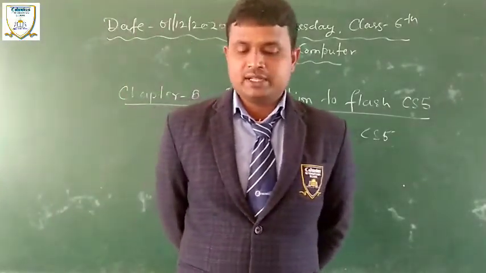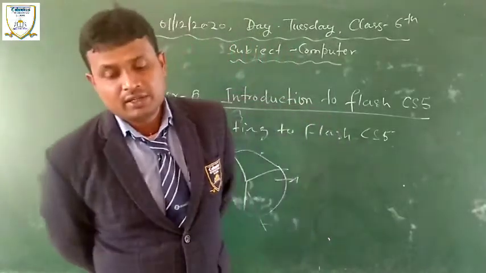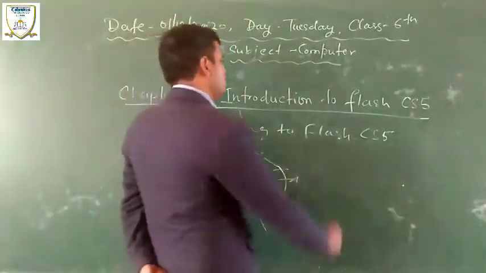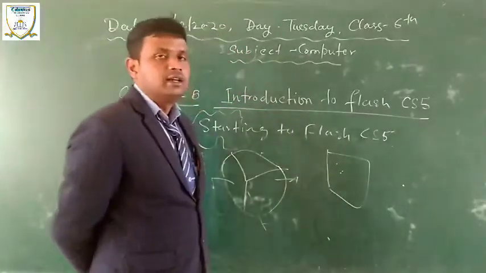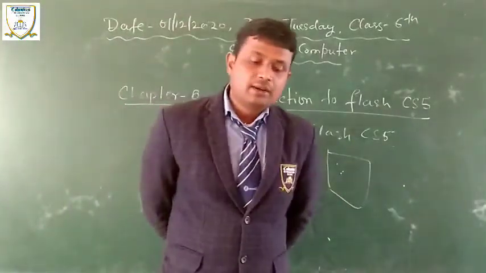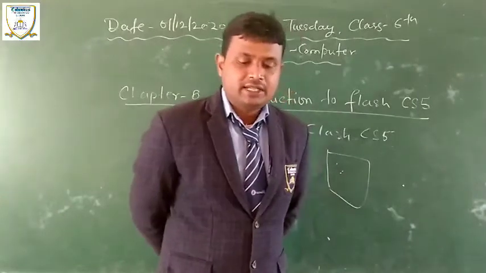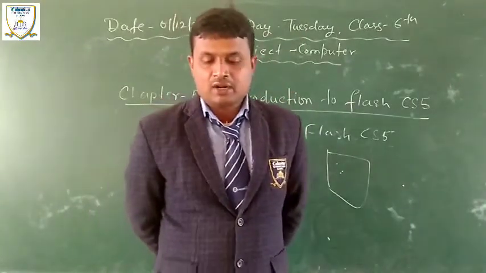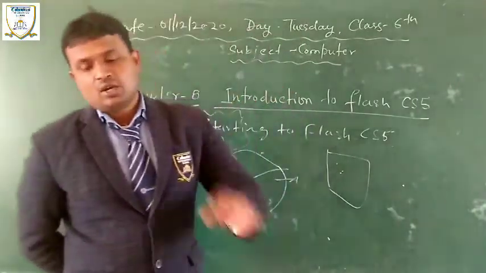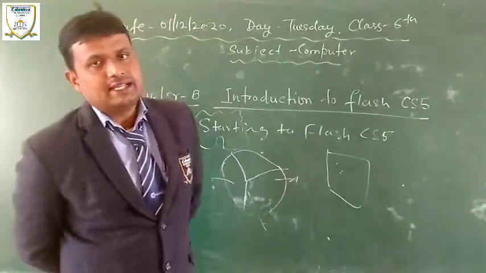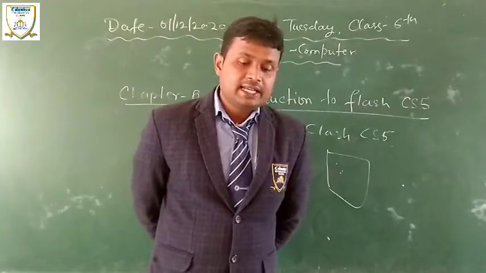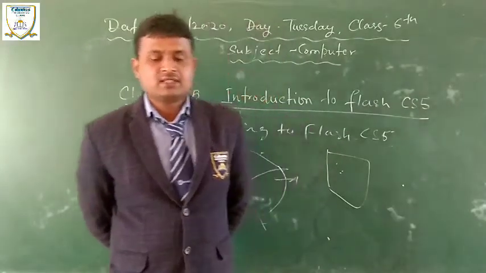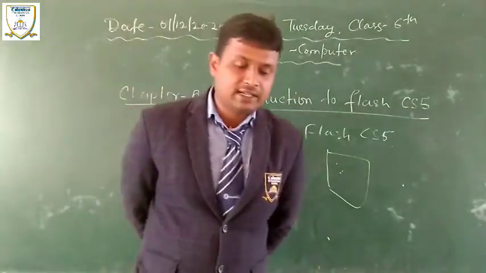Next is the paint bucket. It is used to fill the enclosed area of a drawing. Suppose that you draw a rectangle and you want to fill color in it, then you choose the paint bucket. Next is the eyedropper. The eyedropper is used to copy the color of an existing object. Next is the eraser tool. The eraser tool erases lines and color.